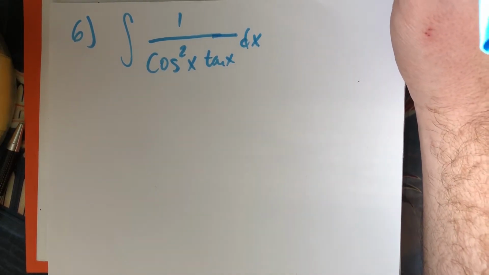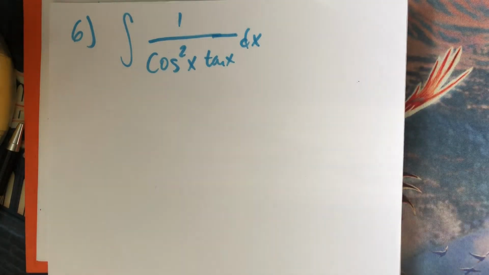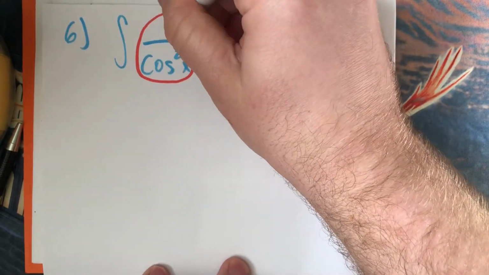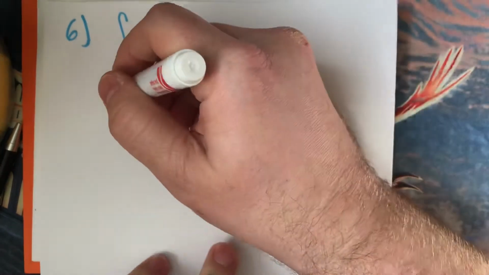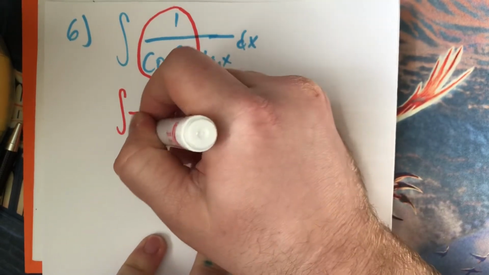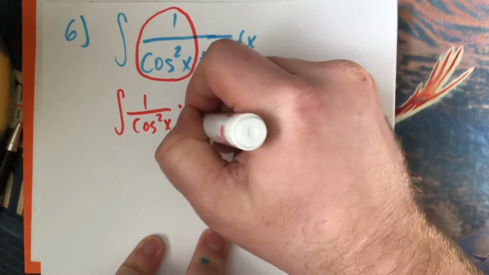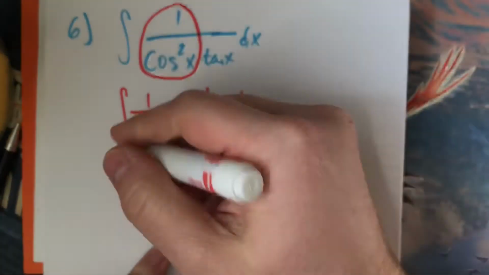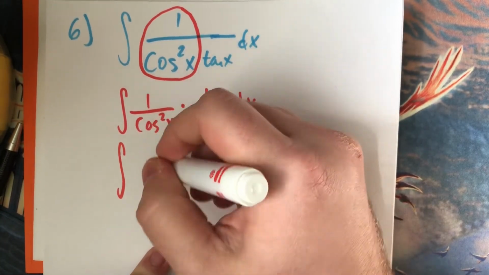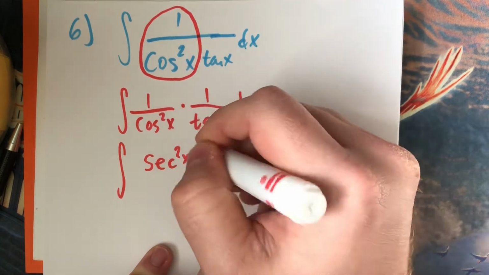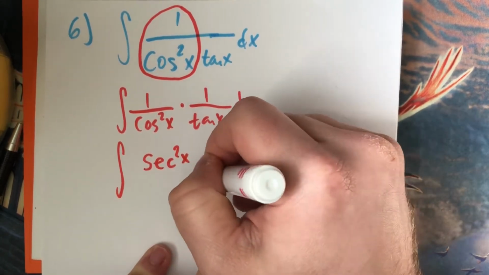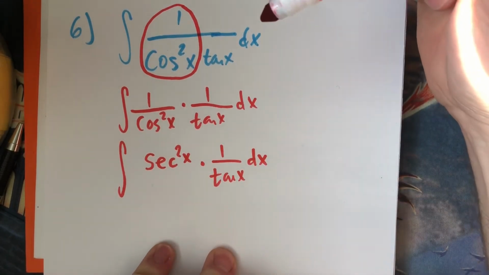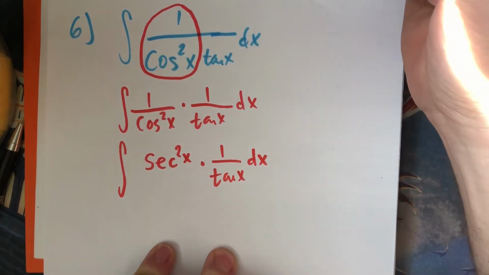The trick with this one is recognizing what's actually going on here. There's another way for me to think about this part of it. I could really think about this as 1 over cosine squared x times 1 over tangent x dx, right? And couldn't I then think about 1 over cosine squared as secant squared times 1 over tangent? That is the hinge of this problem.